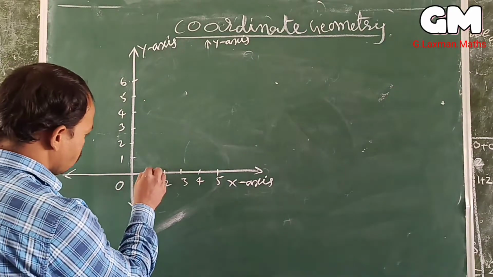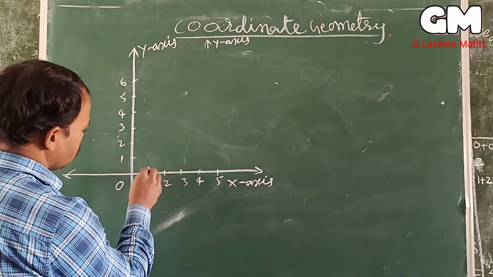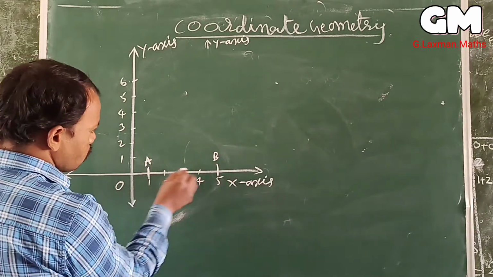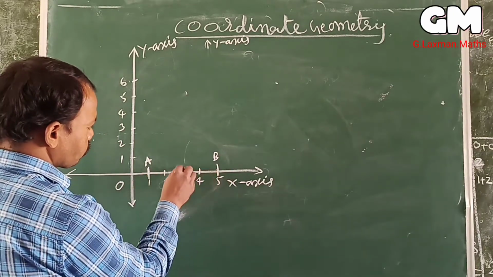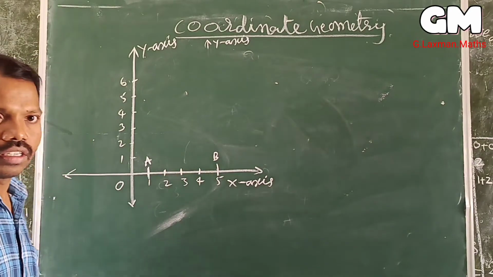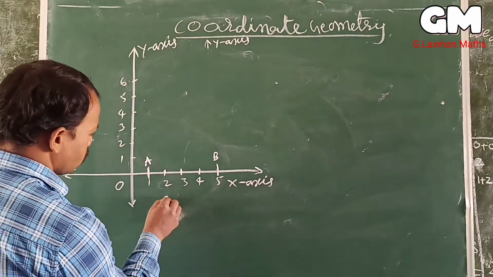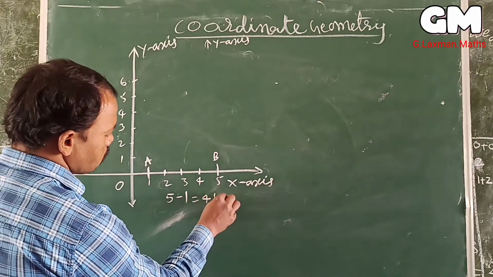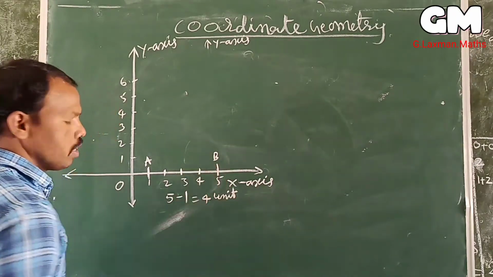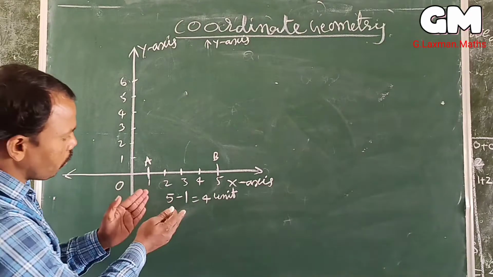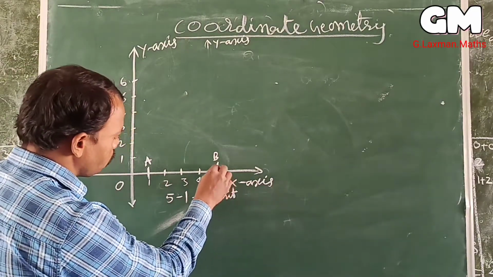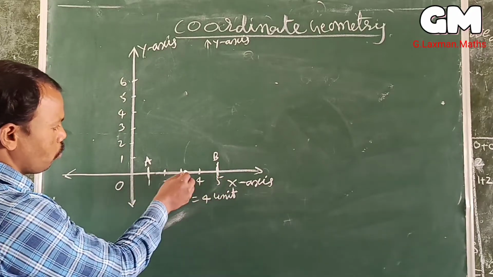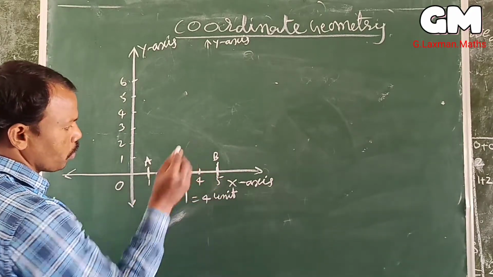Let us take the distance between the point here, this is A, and the point here, B. What is the distance between these two? How can we find it? Very simple: 5 minus 1, that is equal to 4 units. Am I right? The first value we are subtracting from the last value. 5 minus 1, 4 units are there: 1, 2, 3, 4 units.